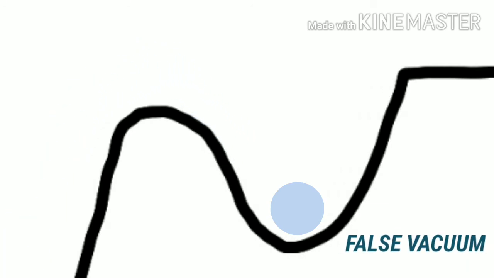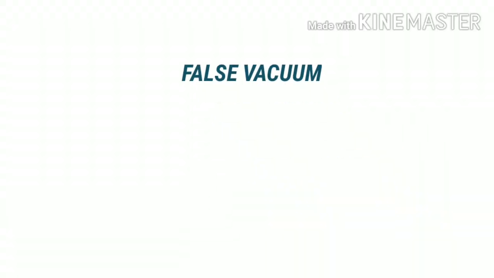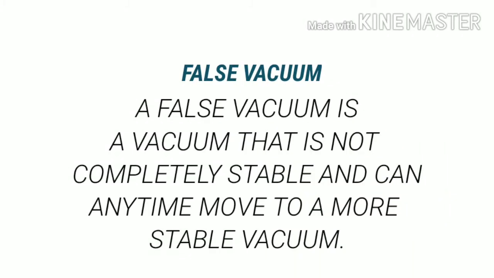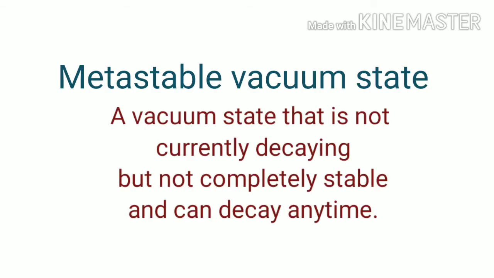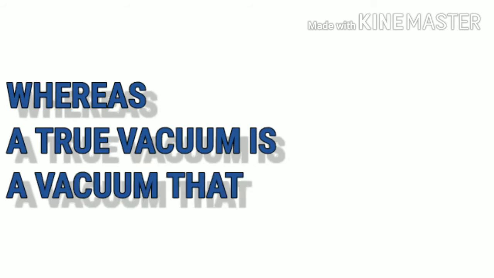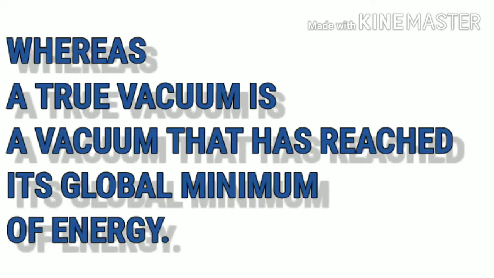Our universe is in a false vacuum. That means it is in a vacuum that is not entirely stable and got stuck in a local minimum of energy. This type of vacuum state is called a metastable vacuum state because it is not currently decaying but contains a huge amount of energy and can start decaying anytime. Whereas the true vacuum is a vacuum which has reached its global minimum of energy.